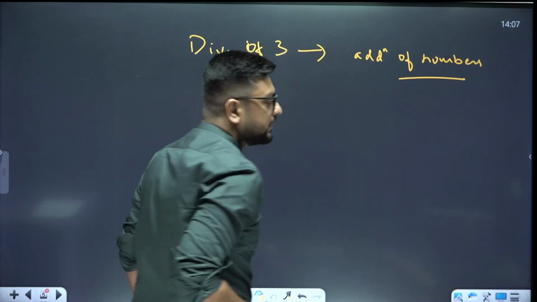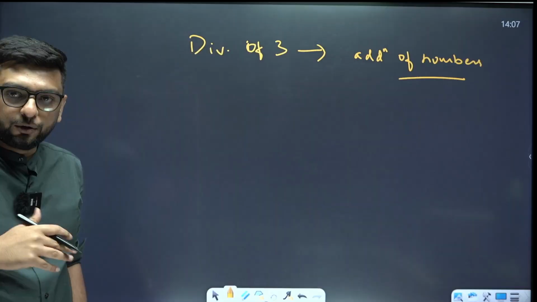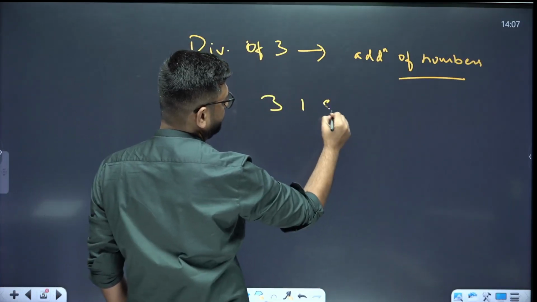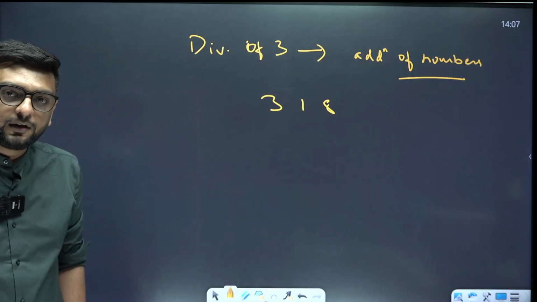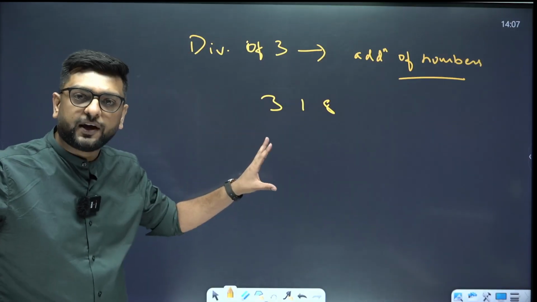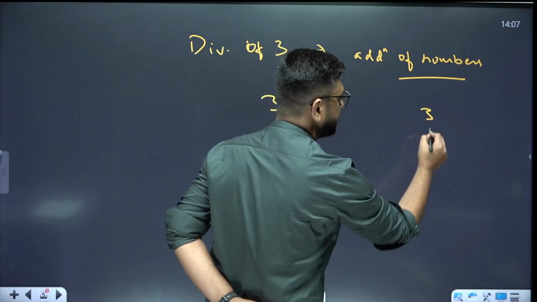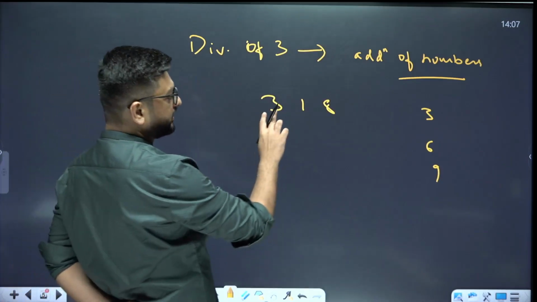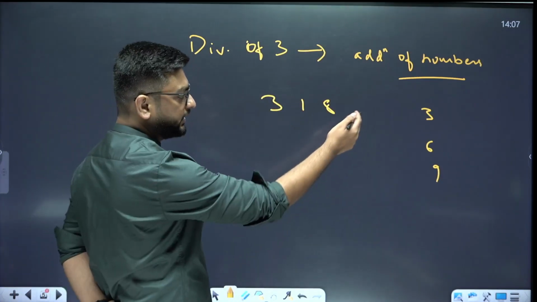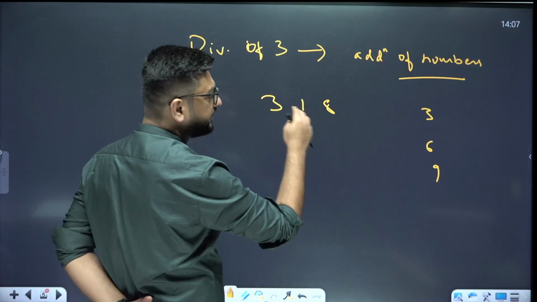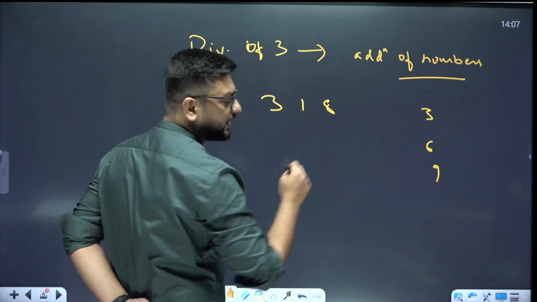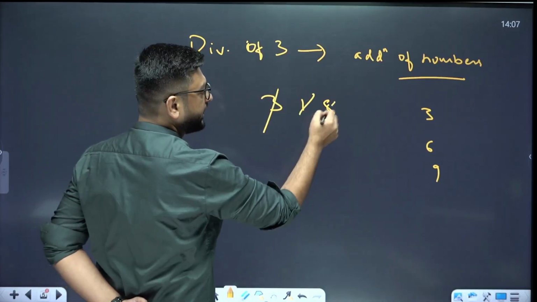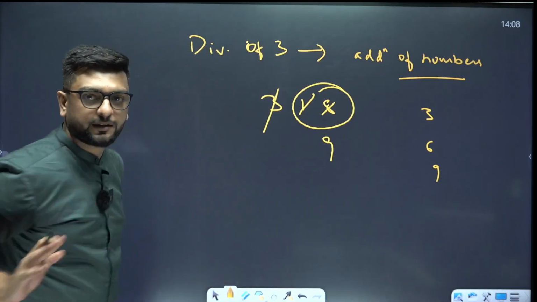Now, to do it faster, let's suppose I have a number 318. Just find out 3, 6, and 9. That means if a sum is coming as 3, cut it down. If the sum is coming as 6, cut it down. If the sum is coming as 9, cut it down. Here we have 3, which is directly divisible by 3. 8 becomes 9, which is directly divisible by 3.